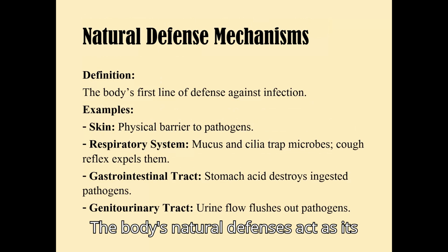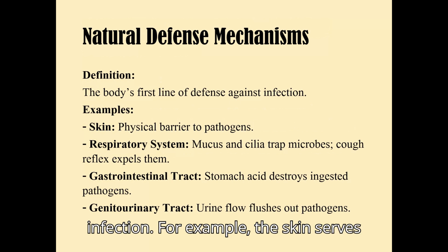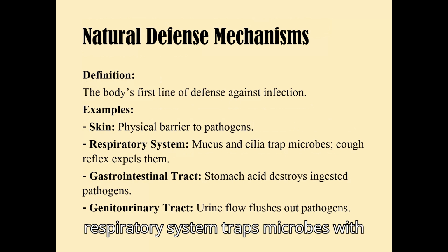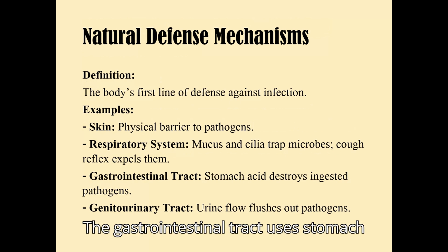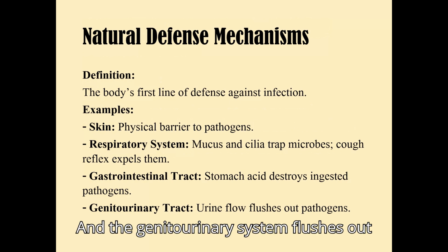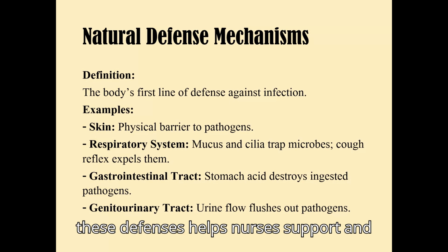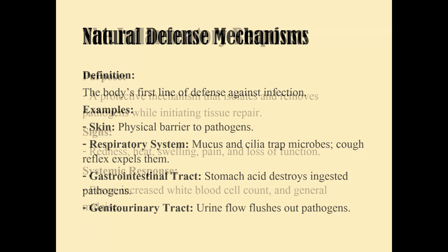The body's natural defenses act as its first line of protection against infection. For example, the skin serves as a physical barrier, while the respiratory system traps microbes with mucus and expels them through coughing. The gastrointestinal tract uses stomach acid to destroy ingested pathogens, and the genitourinary system flushes out microbes with urine flow. Understanding these defenses helps nurses support and protect their patients effectively.